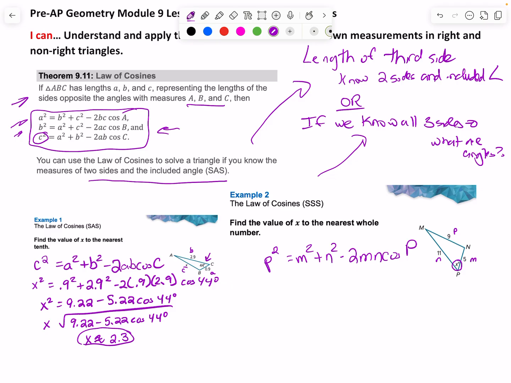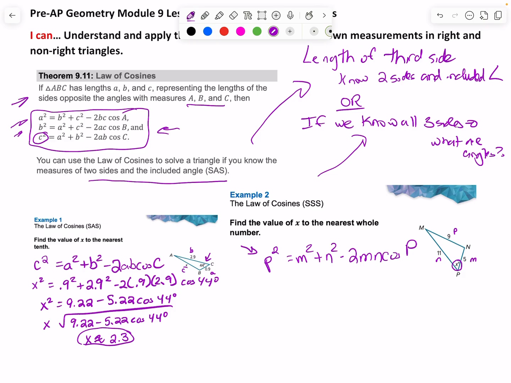Okay, so I manipulated the formula. We can manipulate it depending on what it is that we're looking for. So when we've got the three sides, we're going to be looking for one of the angles. That's the one that's going to be going to the equal. If it was N that we were looking for, our formula would have changed here, and it would have been N squared equals P squared plus M squared minus 2PM cosine N. It all depends on what it is we're looking for.